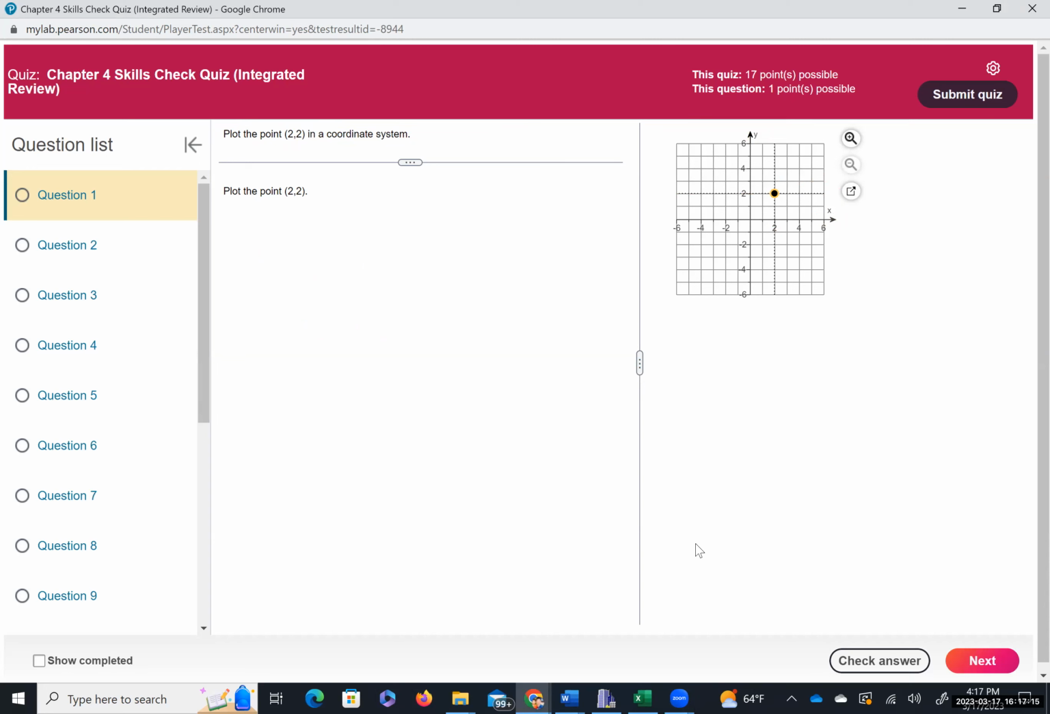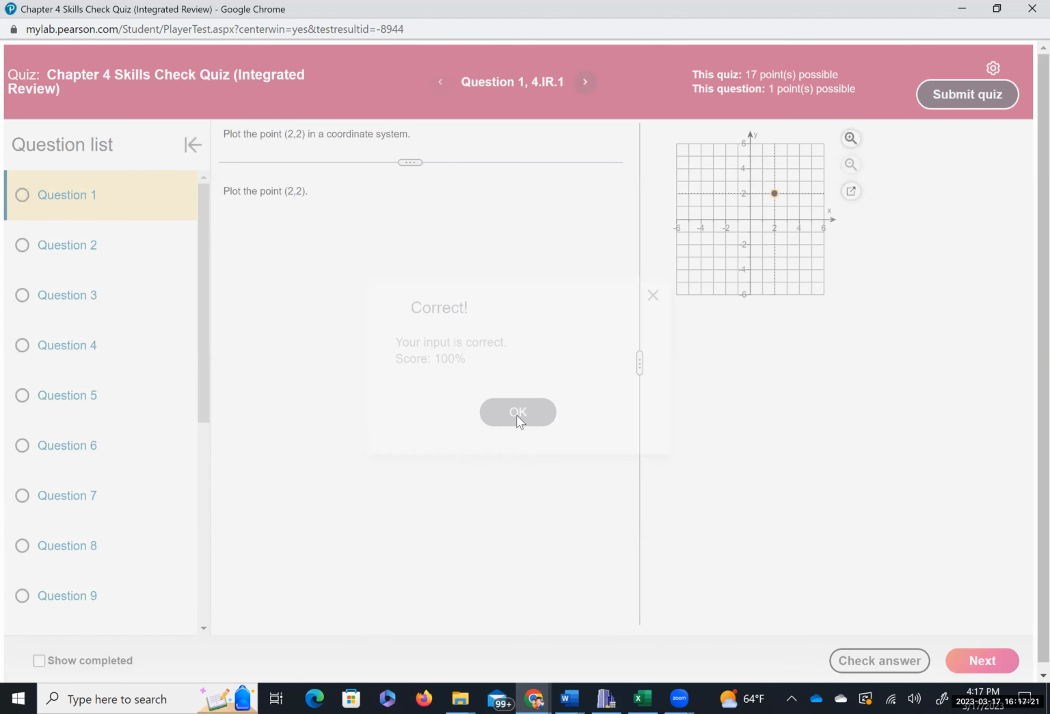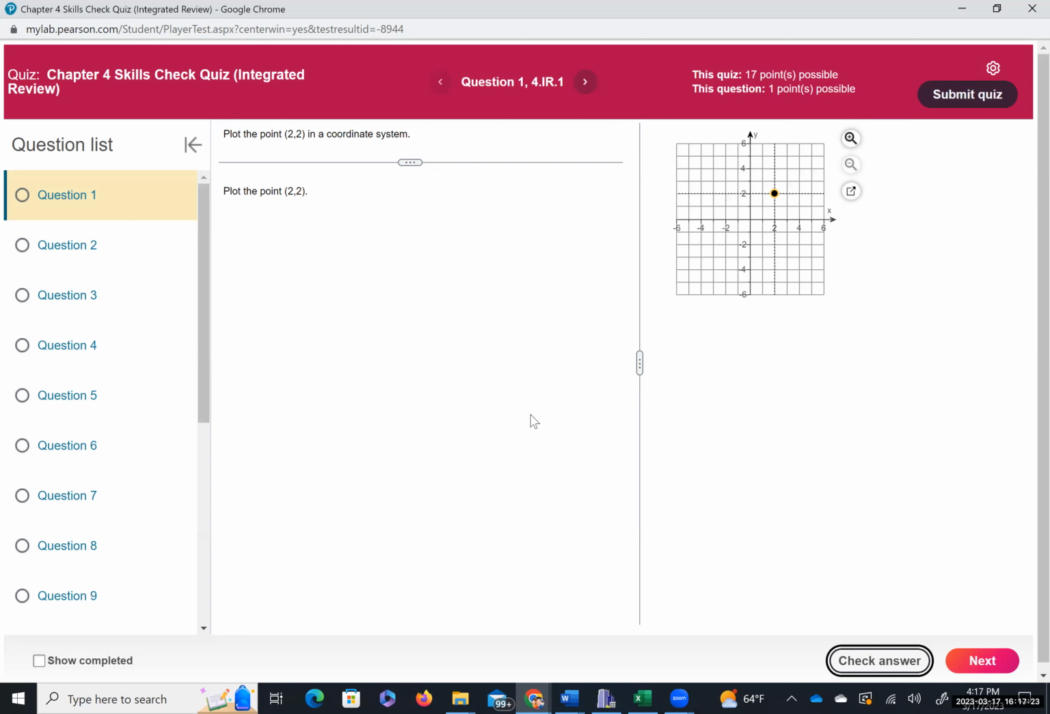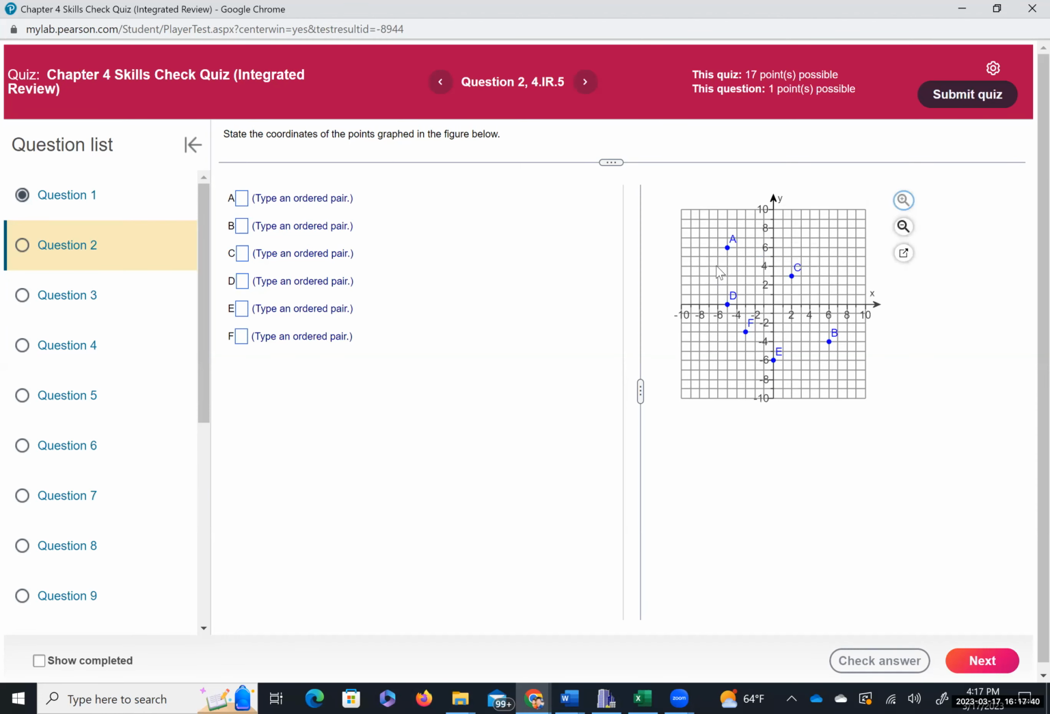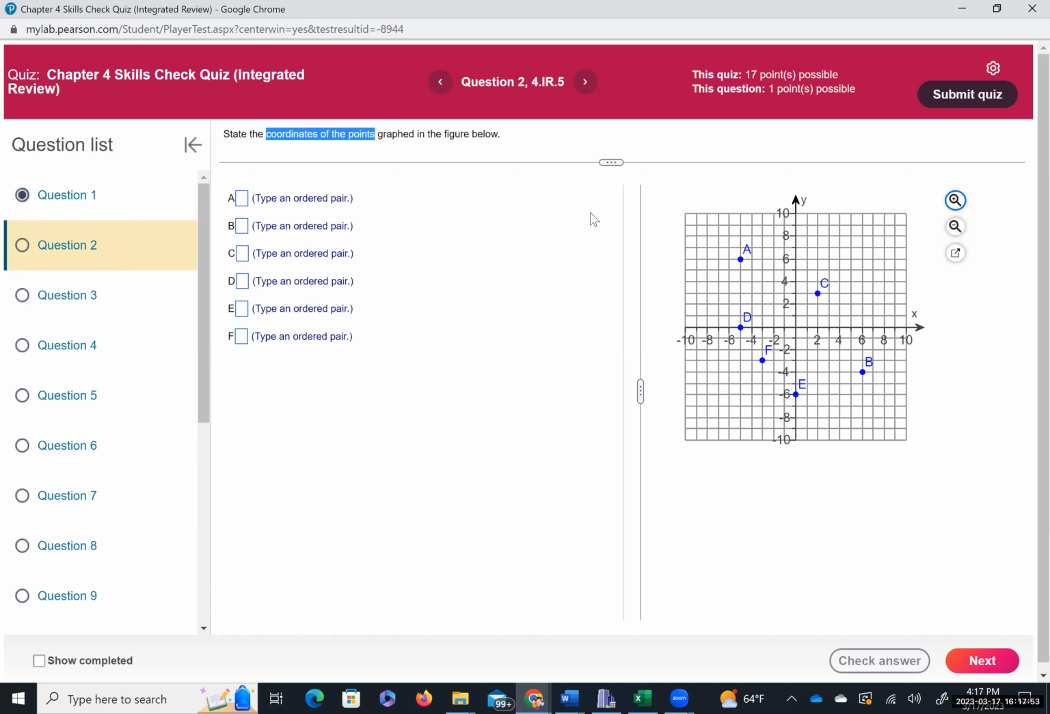Okay, so check the answer. Okay, so let's move to the next one. All right, so I have A, B, C, D, E, F on here. So maybe make it bigger. Now, instead of plotting the point, I'm going to find the coordinates of the points on the graph.